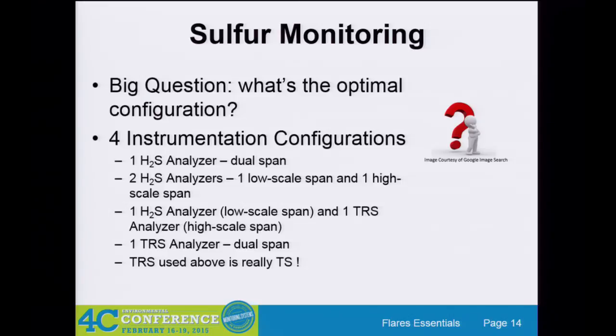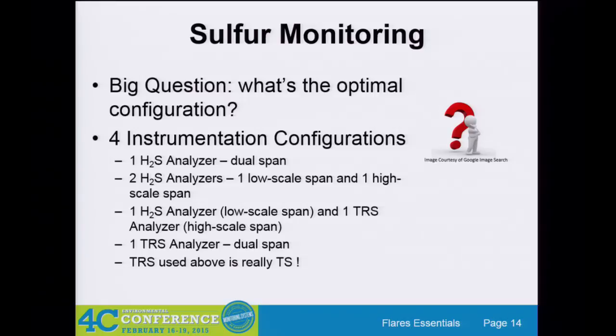Okay, so the big question is, what's the optimal configuration? We've talked about using a single analyzer, because you could use a single H2S analyzer or a single total sulfur analyzer. Do you want to have two analyzers? Do you have one high scale, one low scale, one H2S, one total sulfur? There's lots of options, and people have gone in a bunch of different directions. It's one of those things you wonder if everybody's going to come in on the same answer. The answer is definitely no.